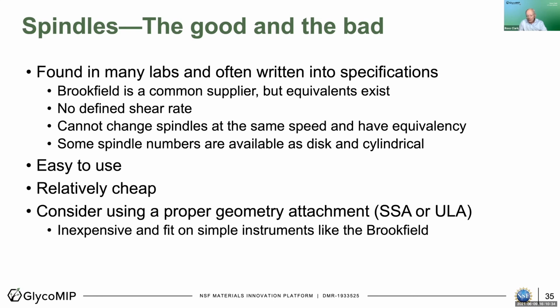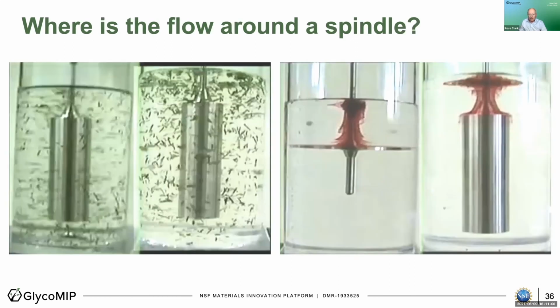And some spindle numbers are available from the manufacturers, both a disc and a cylinder. And I'll show you a video of that in a second. To their credit, they're easy to use, they're relatively cheap, but they also have attachments. They have proper attachments called small sample adapter, ultra low viscosity adapter. These things can be put on these and we can make them into proper instruments. So spindle viscometers are widely used, but they've got their flaws. So let's look at what some of those flaws might be.